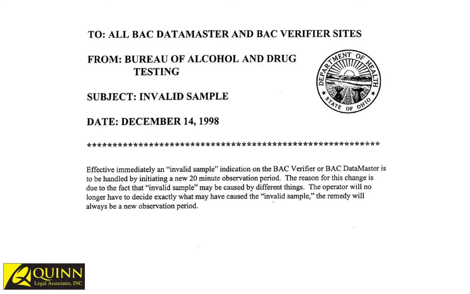They said that when you get an invalid sample, don't worry about why, but just do a new 20-minute observation period. Well, any cop will tell you, it's part of their training. The reason they do the 20-minute observation period is to make sure that you don't have a mouth alcohol issue. While they might not say that outright, that's what the 20-minute observation period is for. So when they get an invalid, don't worry about why, just do another 20-minute observation period. To me, it's an admission that it's mouth alcohol or non-lung alcohol, but at the very least, they should be conducting a new observation period.